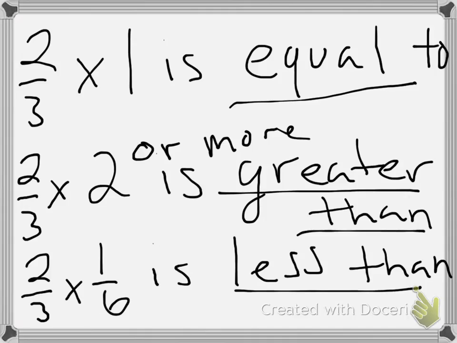So here's a rule of thumb. If you multiply by 1, then it's always going to be equal to. Okay, if you multiply by 2 or more, then it's always going to be greater than. Okay, and if you multiply by anything less than 1, that means any fraction, a fraction times a fraction, it is always going to be less than.